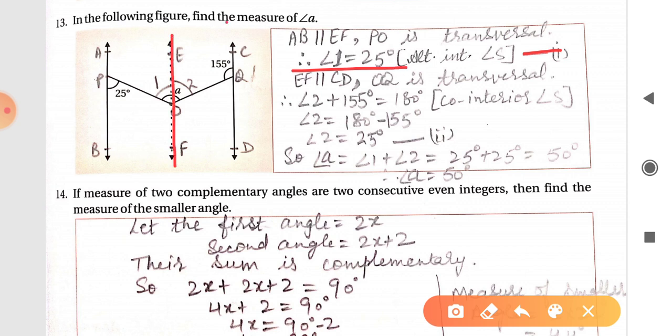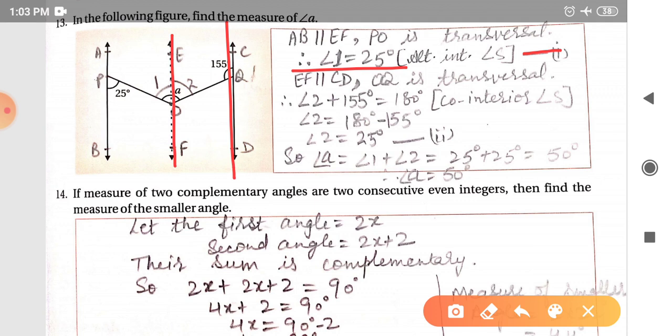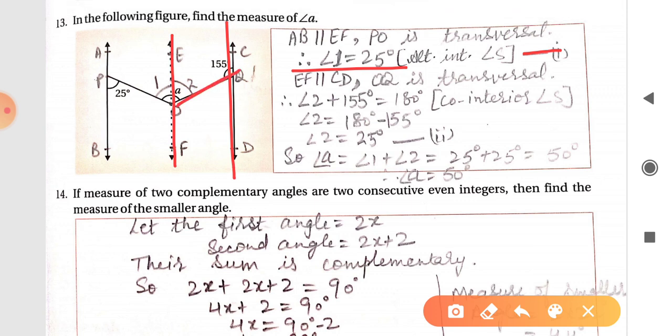Then EF is parallel to CD and OQ is a transversal line, and there are angle 2 and 155 degree. These angles are forming co-interior angles, so their sum is supplementary, that is 180. So angle 2 plus 155 degree is equal to 180. So angle 2 is 25 degree. Now make it second equation because we will use the values of angle 1 and angle 2.